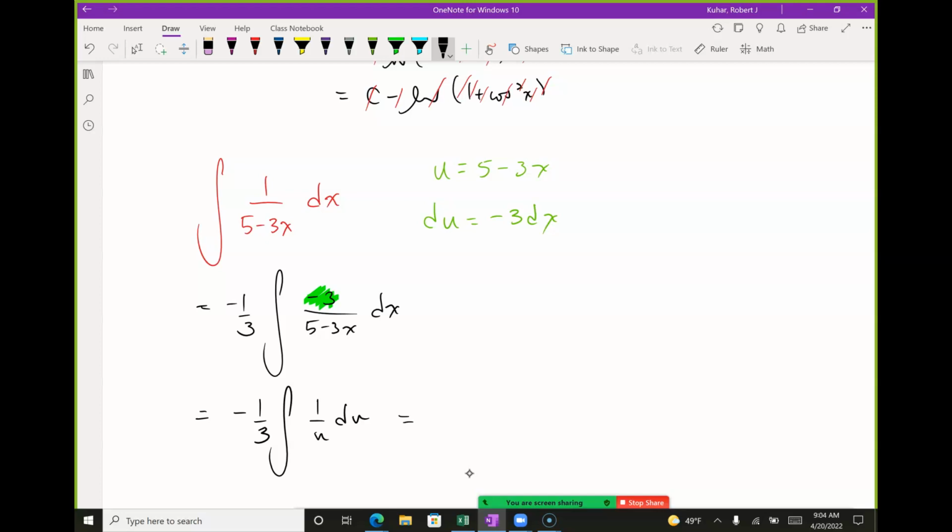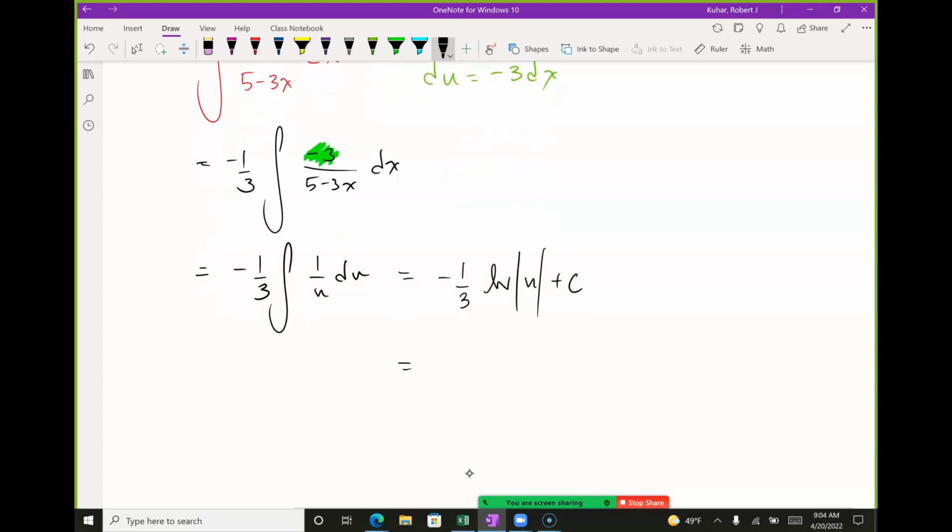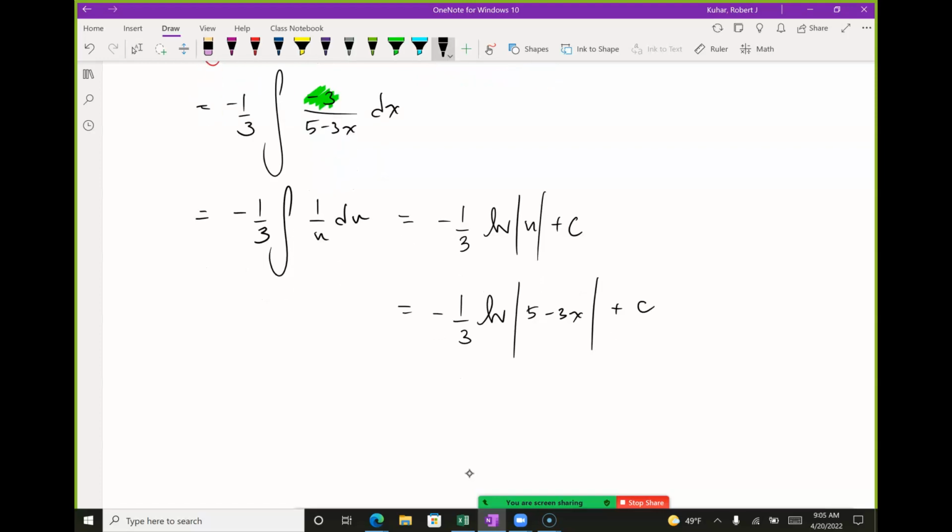So I get negative 1/3 times the ln of the absolute value of u, all plus c. And I notice that u can be negative, so I know I need my absolute value, so that's 5 minus 3x, all plus c. I probably could get rid of the negative if I wanted to. This is good enough for me, but I'm going to shock a couple of you with my pre-cal skills.